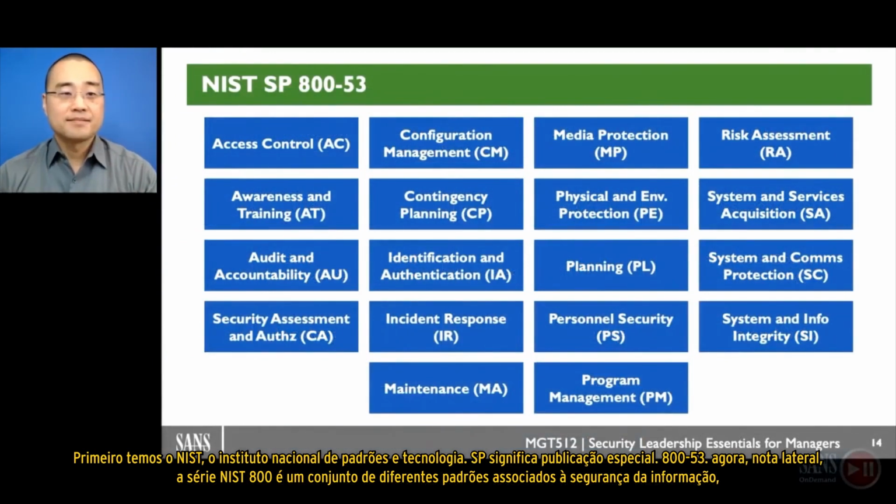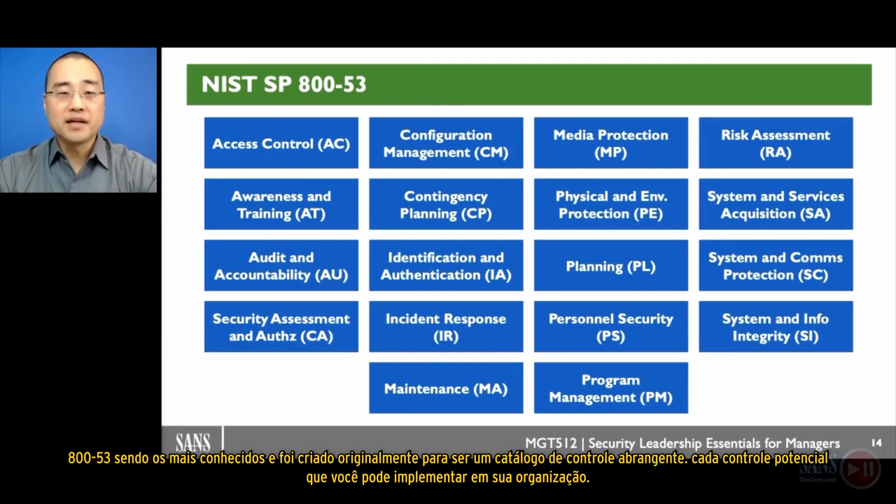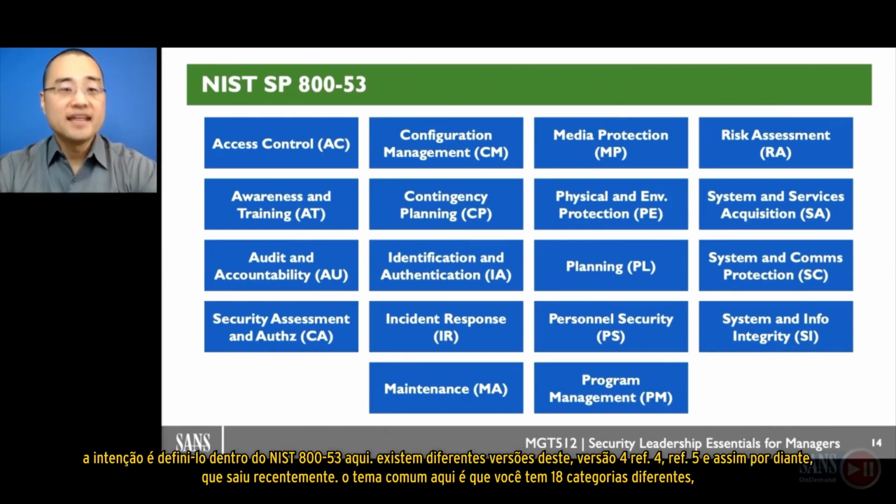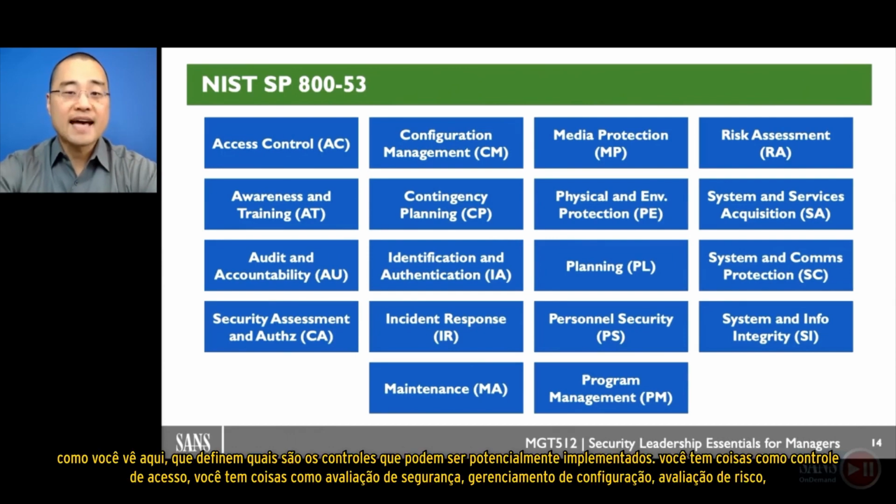First, we've got NIST, the National Institute of Standards and Technology. SP stands for Special Publication 800-53. Now, side note, the NIST 800 series is a set of different standards associated with information security, 800-53 being one of the most well-known ones, and was created originally to be a comprehensive control catalog. Every potential control that you can implement in your organization. The intent is to define it within NIST 800-53 here. Now, there are different versions of this, Rev 4, Rev 5, and so on, that just recently came out. But the common theme here is that you've got 18 different categories, as you see here, that define what are the controls that could potentially be implemented.